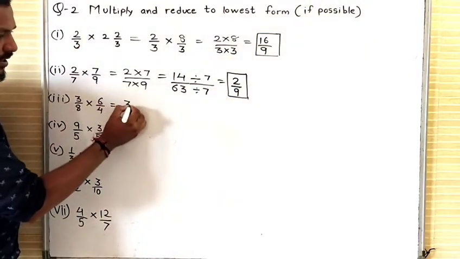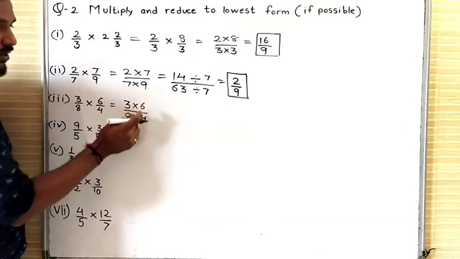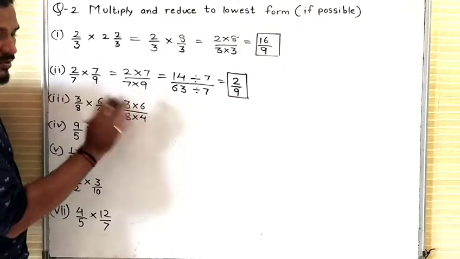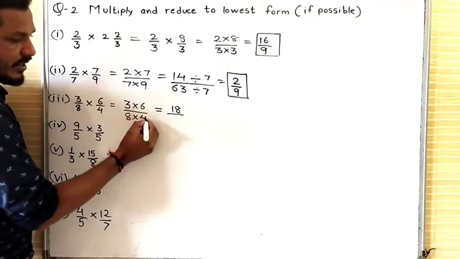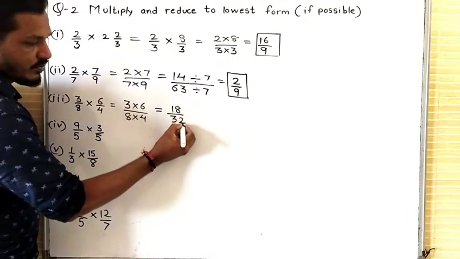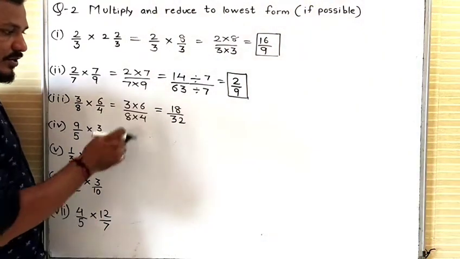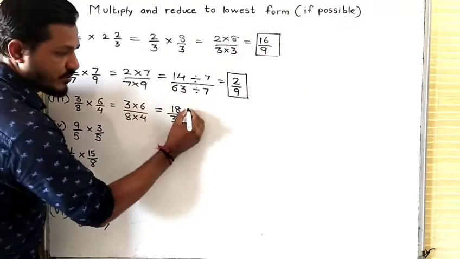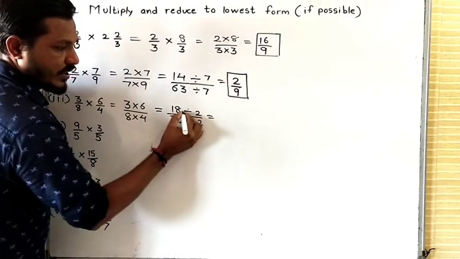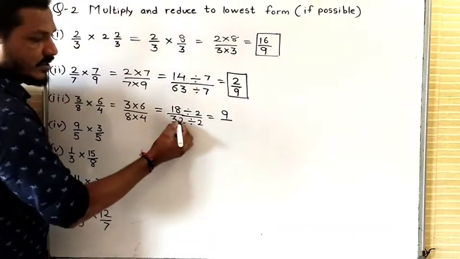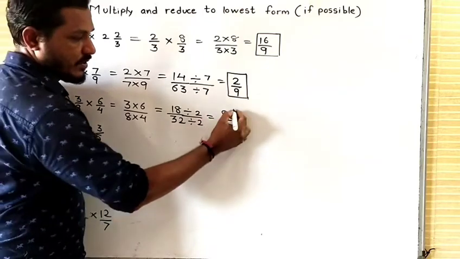Here 3 into 6, 8 into 4. Here also we can do cancellation, but do not do it, you have to show the method. 3 6s are 18, 8 4s are 32. Now dear student, here it is possible to reduce both the values by 2. So first you reduce by 2. So 18 divided by 2 gives 9 and 32 divided by 2 gives 16, and see whether it is possible to reduce or not. Not possible, so write down as it is.